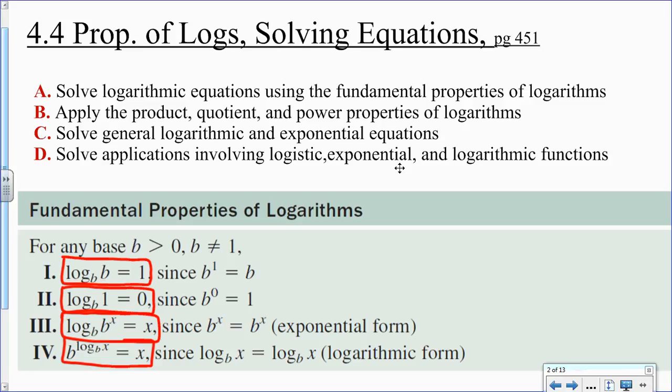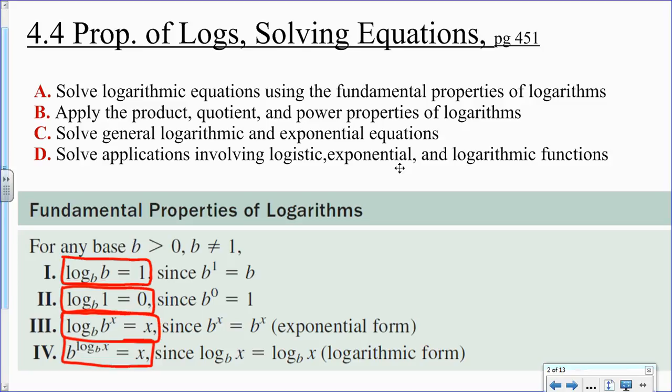So log base b of b is 1, okay? So if your base is the same as what you're taking the log of, you get 1. Log base b of 1 is 0, so no matter what your base is, if you take the log of 1, you're going to get 0.